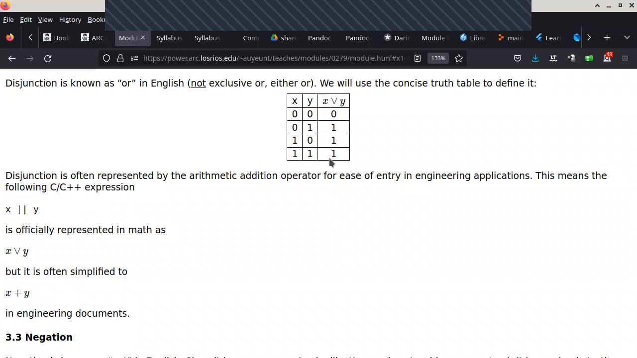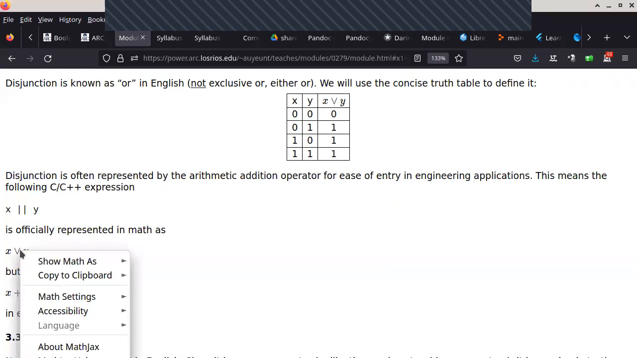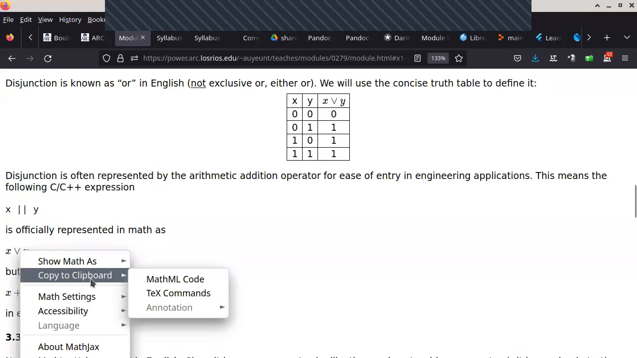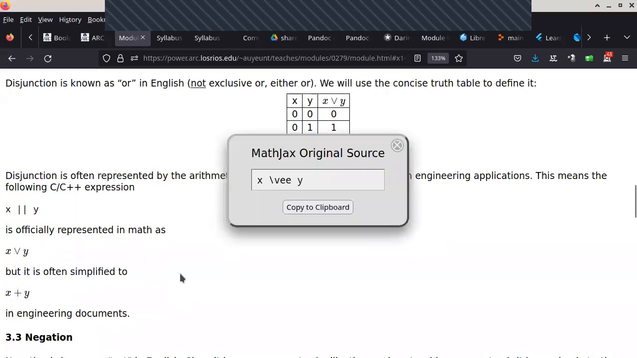So once again, we have the representations. In this case, we have the programming representation, which is bar bar. We have the mathematical notation used by mathematicians. It looks like a V, but it's not. The first one is a wedge. This one is called a vee, as in \vee in LaTeX. So once again, if you want to learn how to type it in, this is how we type it in LaTeX.